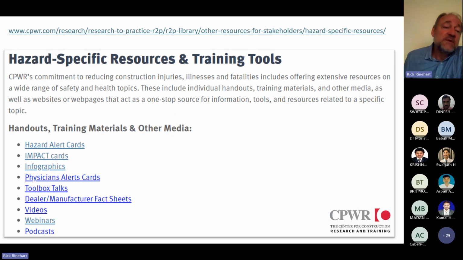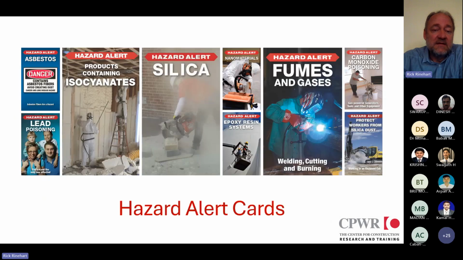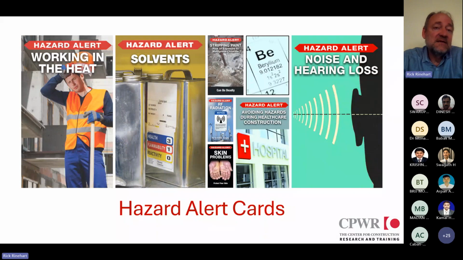We have a big suite of toolbox talks, which are very important and practical in the construction industry, and a lot of other materials as well. I'm going to focus right now on some of the hazard alert cards we've developed that are related to health hazards in construction. Here are some examples: asbestos, lead poisoning, isocyanates, silica, nanomaterials, epoxy resin systems, fumes and gases, carbon monoxide, working in the heat, solvent exposure, paint stripping, beryllium, RF radiation, and noise and hearing loss.